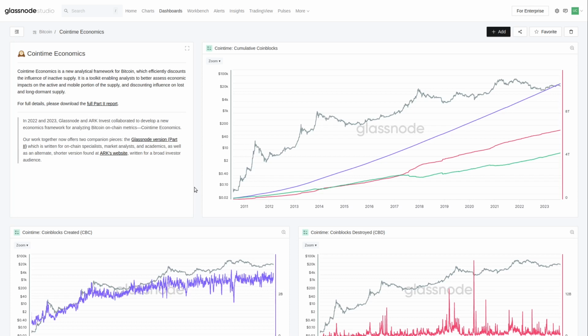When that coin is spent, we consider it to be a coin day destroyed, because it's essentially spending all of the accumulated holding time. It gets reset to zero and it starts reaccumulating that coin time. So the concept here is that we can actually measure the economic weight by how long a coin has sat dormant.